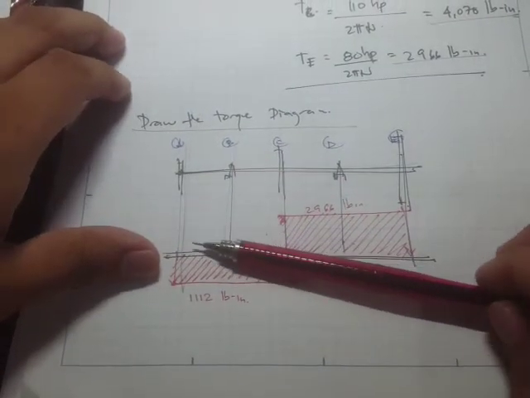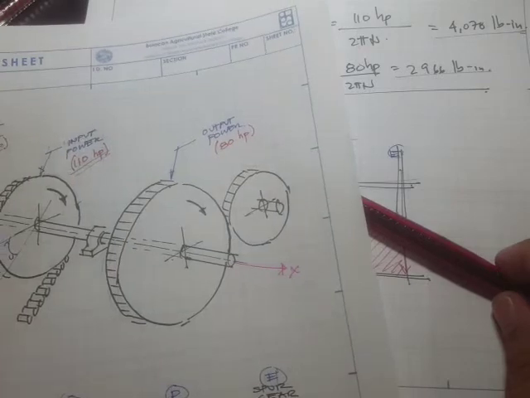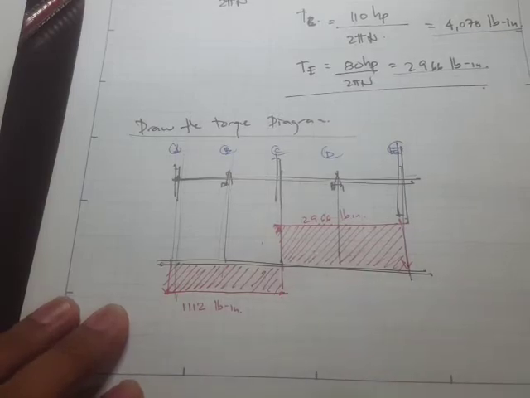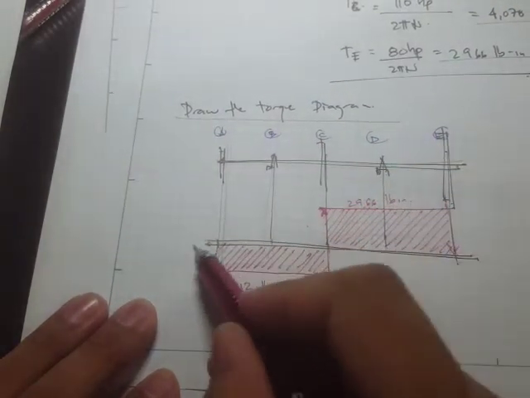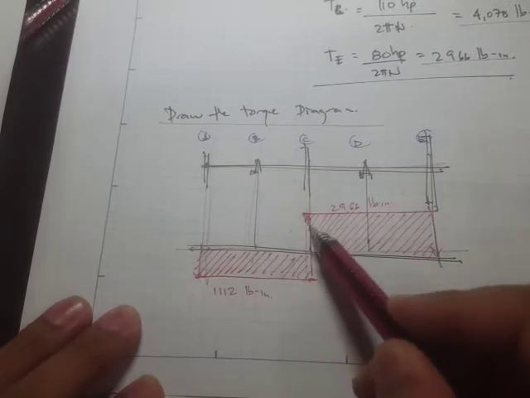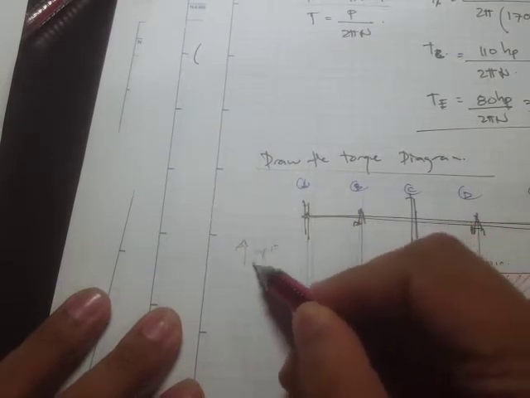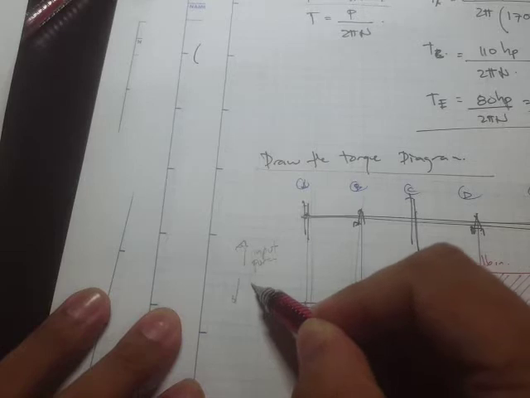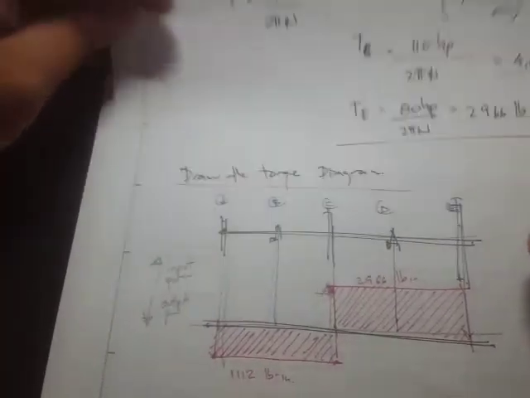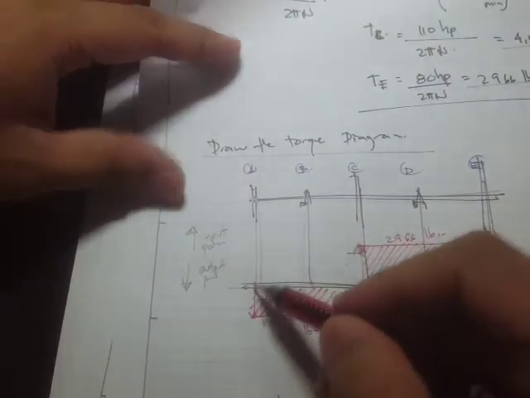Let's just say that a torque that's consuming power would be at the bottom of this line, and an input torque is going to be going upward, right? So again, input power is upward, and output power is downward. Okay, so let's start at A. Since this is a machine element that consumes power, it has to go downward.